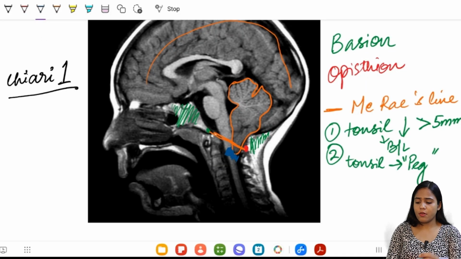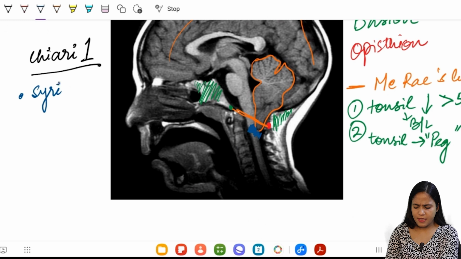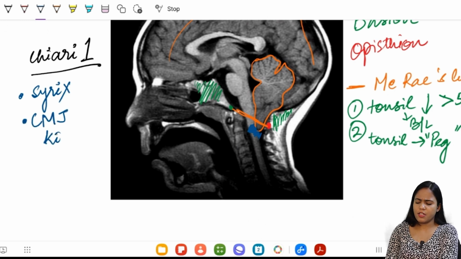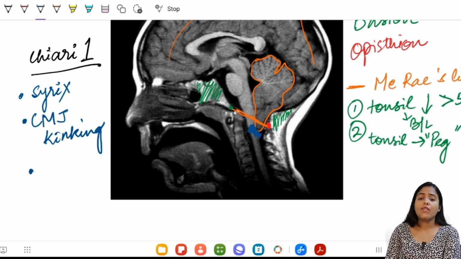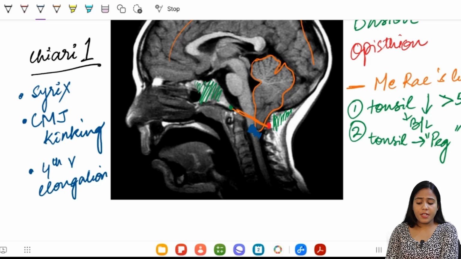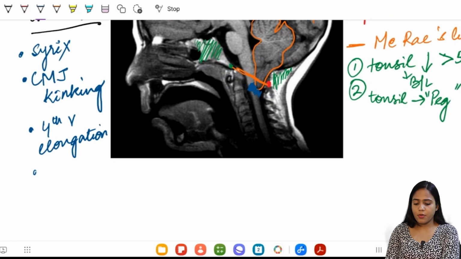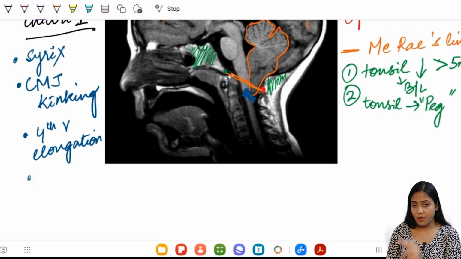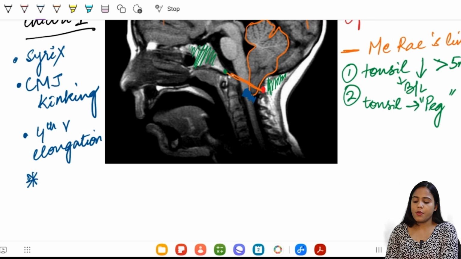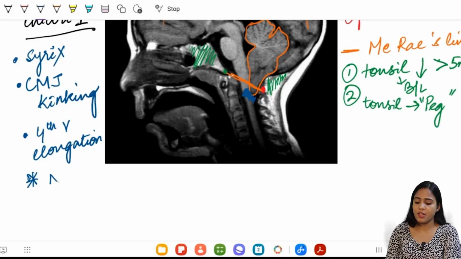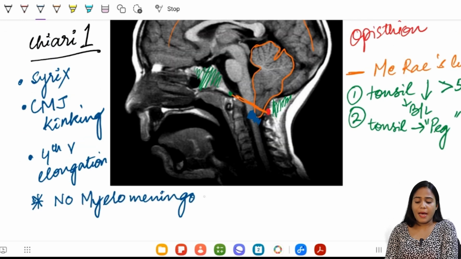Okay. Additionally, there can be presence of syrinx, there can be cervicomedullary junction kinking, elongation of the fourth ventricle. The fourth ventricle may get elongated, and I already told you the tonsils will be peg-like. However, very important is, if you are diagnosing the thing as Chiari 1 malformation, there should be no myelomeningocele.